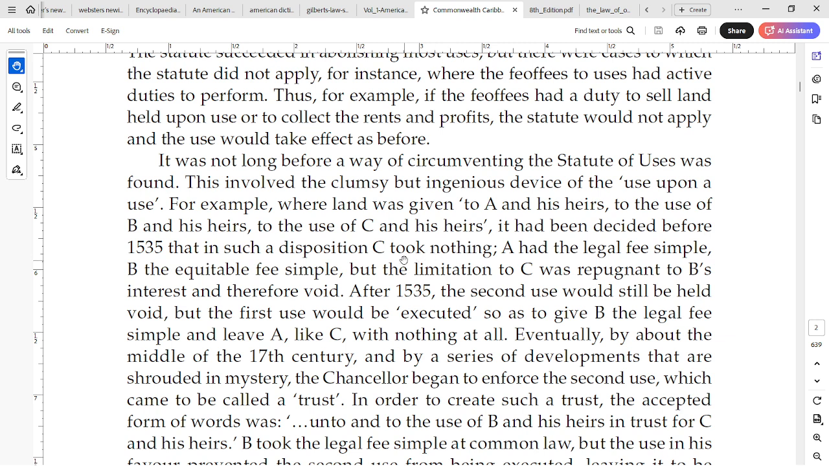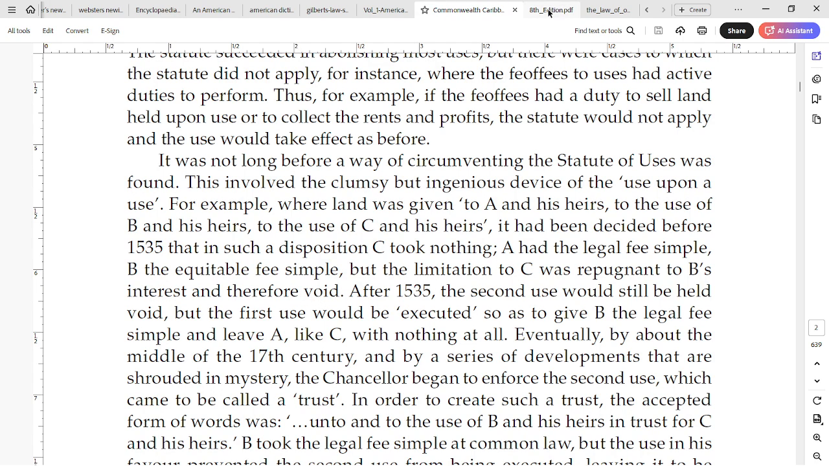And we'll get into the reason why before 1535 that would be so at common law. A had legal fee simple, B the equitable fee simple, but the limitation to C was repugnant to B's interest and therefore void. That is before 1535.